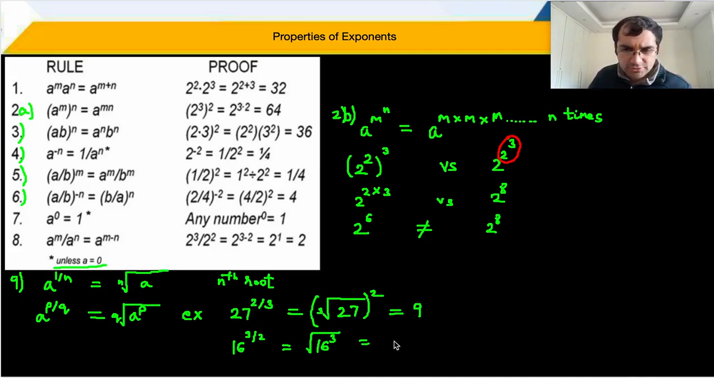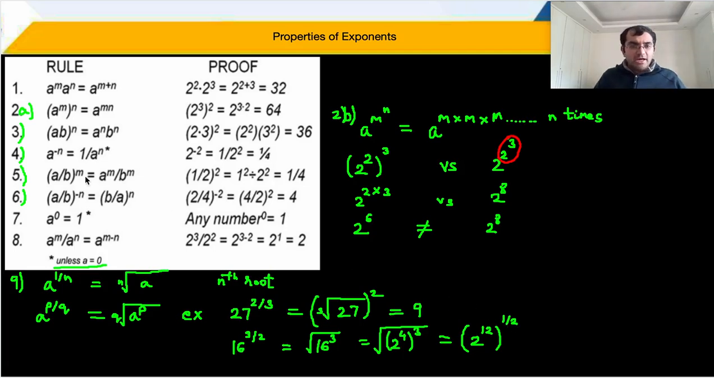ठीक है. So let me use this. 16 हो गया 2 to the power 4 का cube जिसका आपको लगाना है square root. So this becomes 2 to the power 4 into 3, 12, and square root क्या होता है? What is the square root? Square root is to the power half. ठीक है. And now you use the property number 2a because आपका bracket आ चुका है between the powers. So 2 to the power 12 into 1 by 2 is equal to 2 to the power 6.